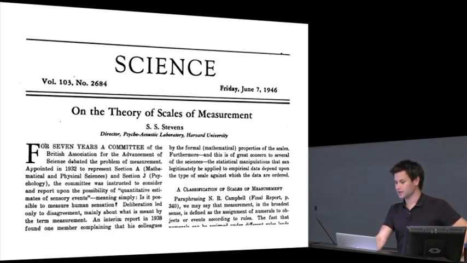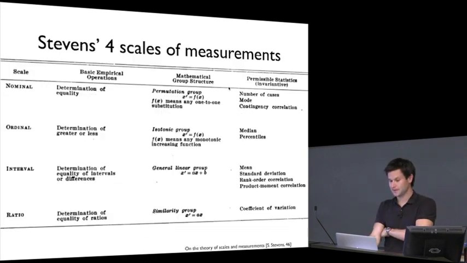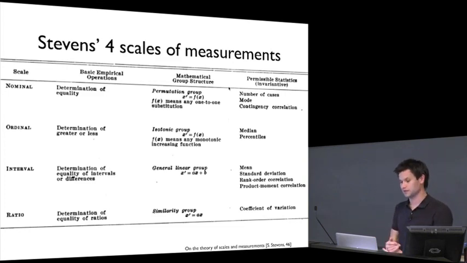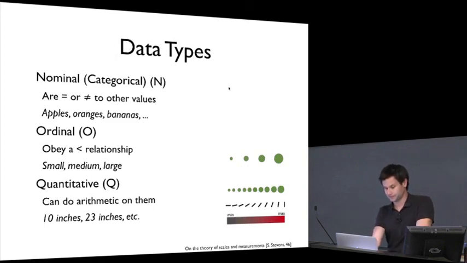And there's this great paper by Stevens, who also used to be at Harvard University, and he talked about these different data types from a data perspective. So it's nominal, ordinal, interval, and ratio. And we will briefly go through them. So the data type could be nominal. An example would be apples, oranges, bananas, if we talk about fruit. And the only thing you can do with nominal data is say it's the same or it's not the same.